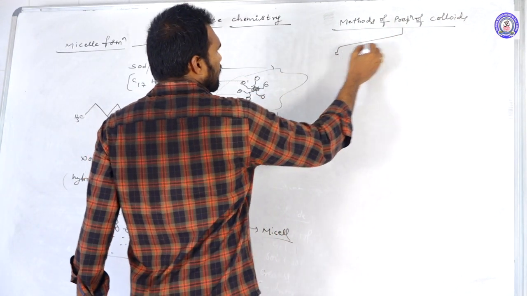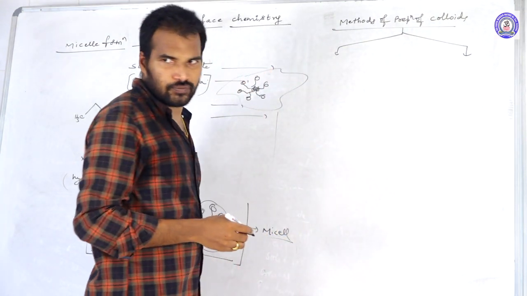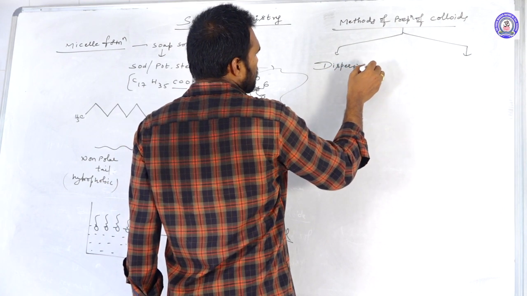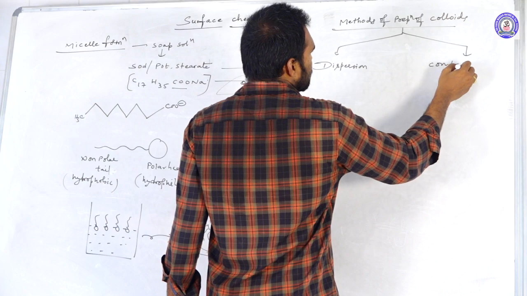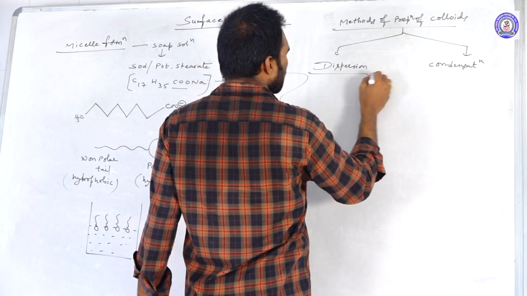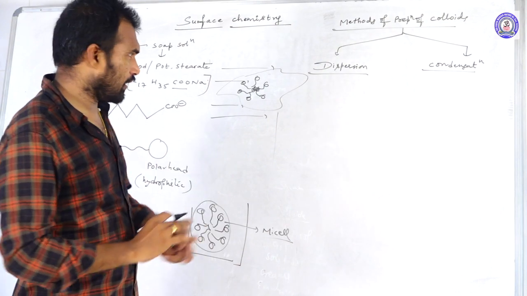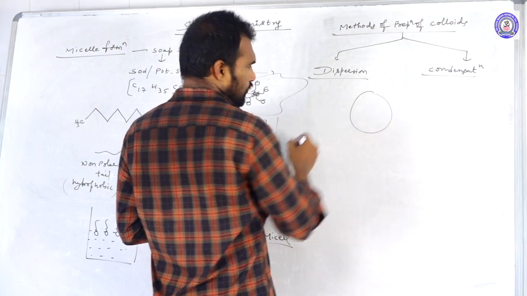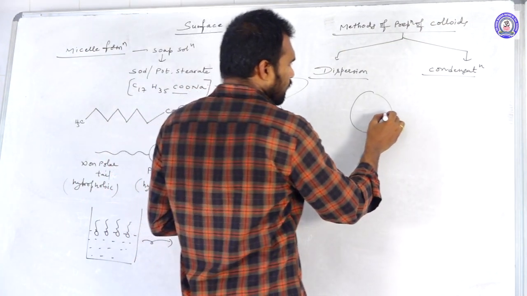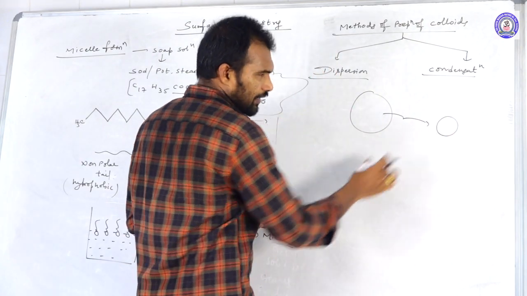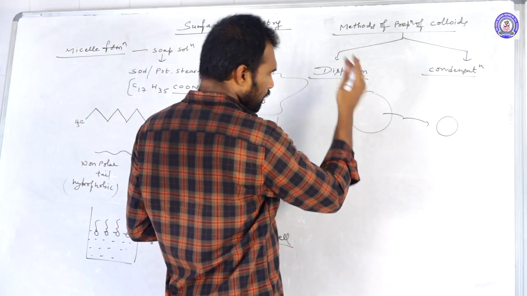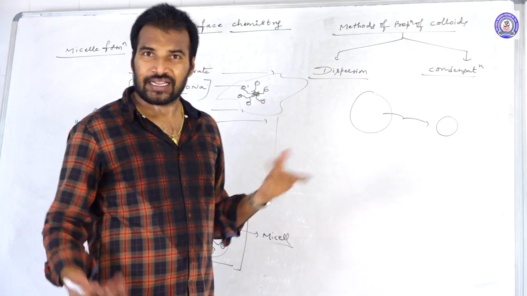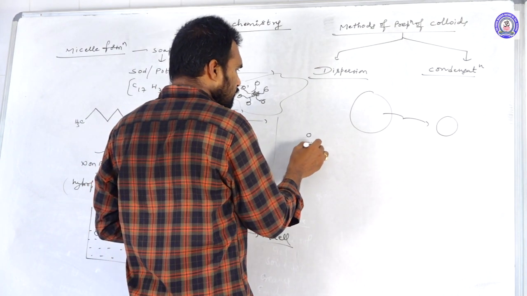Mainly we prepare colloids in two ways. One is the dispersion method. The next one is the condensation method. Dispersion and condensation. Let me give a small example. Dispersion means there are big lumps of molecules like this, and we break, or disperse, them into smaller particles in the colloidal range. This process of breaking bigger particles into colloidal range is called dispersion. Condensation means you have very small molecules.